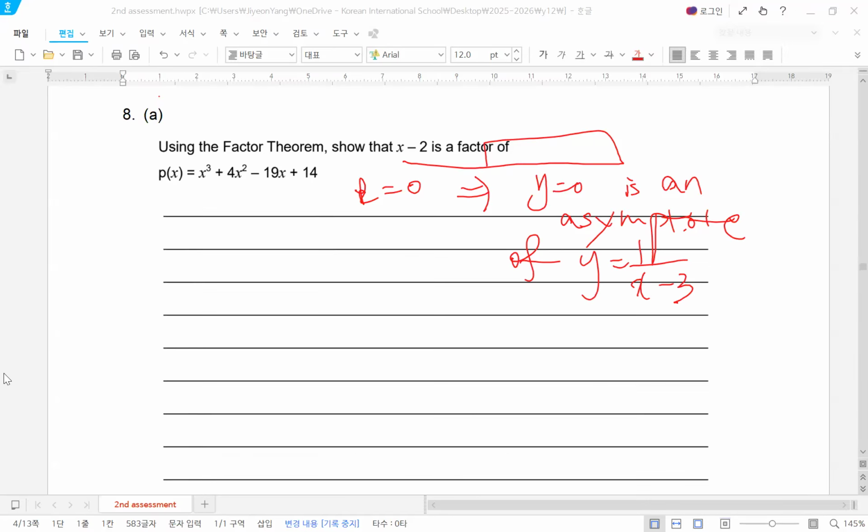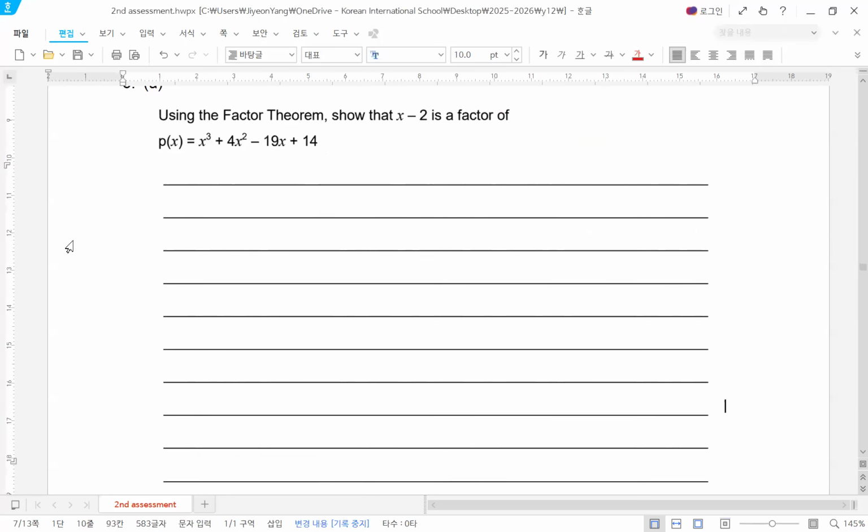Okay, question 8a. Also, this question, I am very disappointed, because I said the exact same question on the previous test. Do you remember? Hayden, please read this question. Using the factor theorem, show that x minus 2 is a factor of.